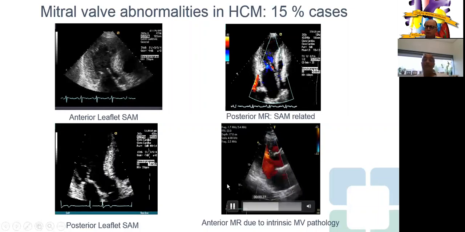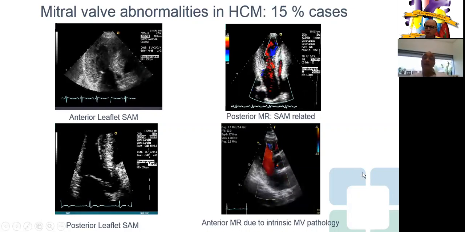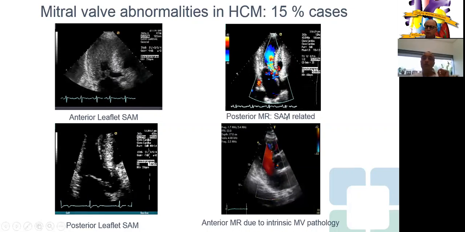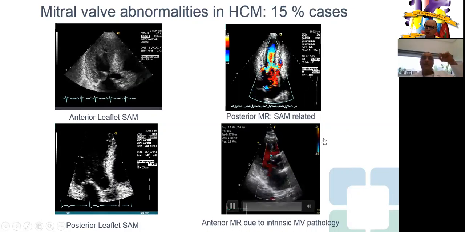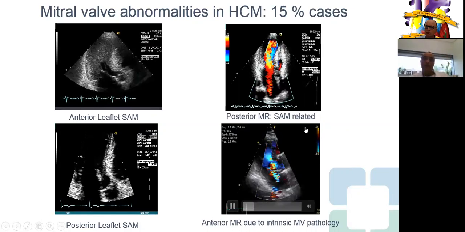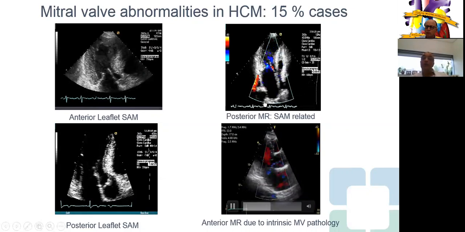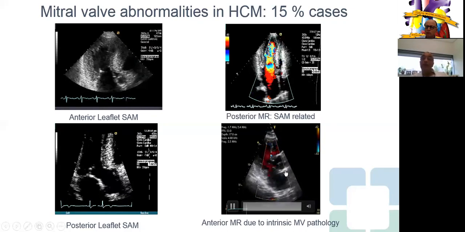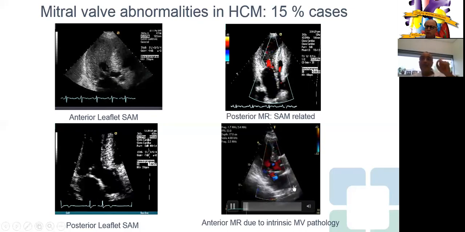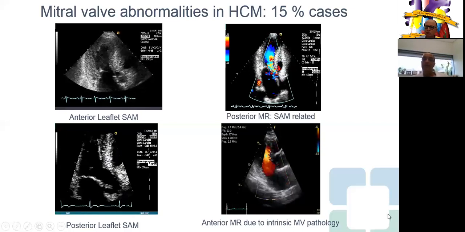This is a patient. So in the two color panels on the right side, it is important to know, using echocardiography, the direction of MR. If you have mitral regurgitation due to SAM and HCM, the jet is always posterior. If in the patient you have a concomitant jet of MR that is going anteriorly, that is not due to HCM. You have to worry about intrinsic mitral valve pathology.